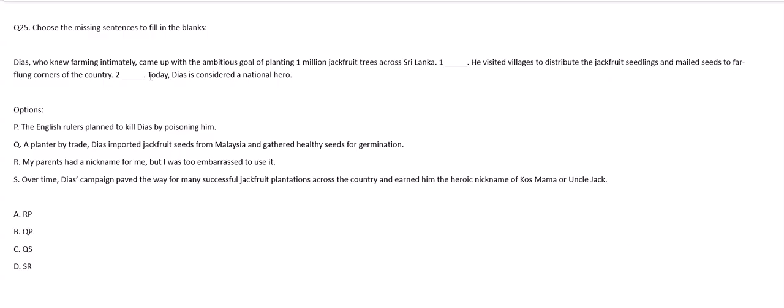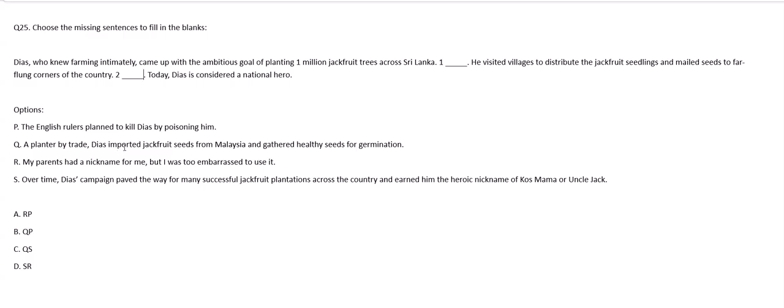Okay. The final sentence is, today Dias is considered a national hero. Today Dias is considered a national hero means previously the sentence will mention the achievements that he has done and how he has become a national hero. Okay, let's go through the options and see which option best fits the blanks. Okay, the first sentence is telling that he kept a goal to plant 1 million jackfruits. Okay, the English students plan to kill Dias by poisoning him. It won't fit here. It is not coming anywhere.